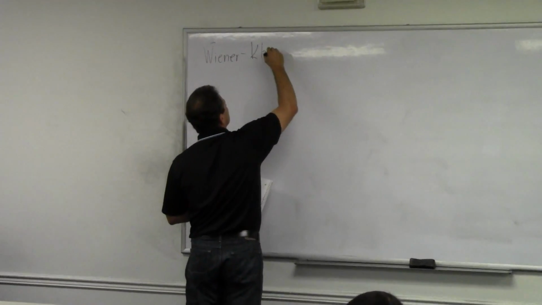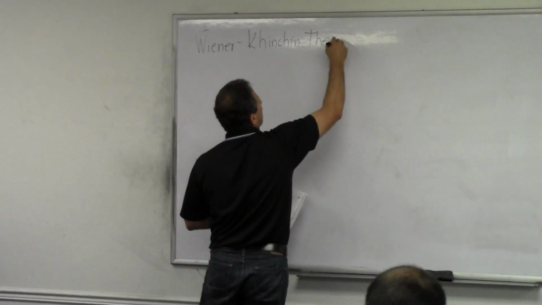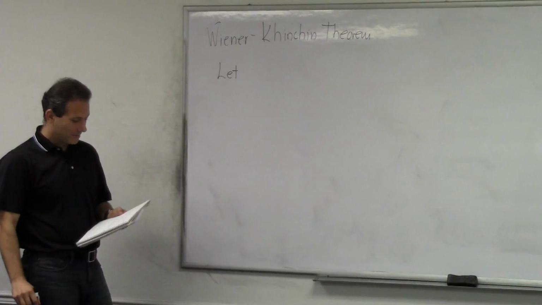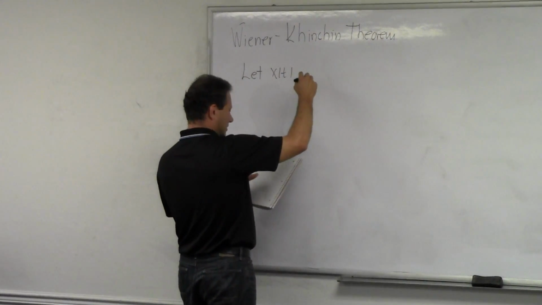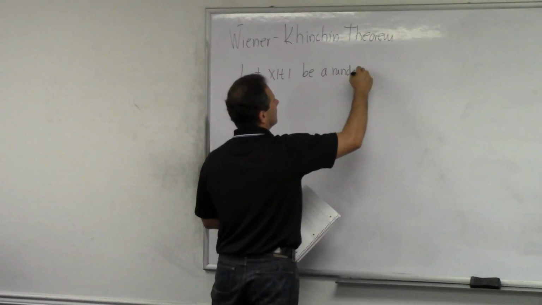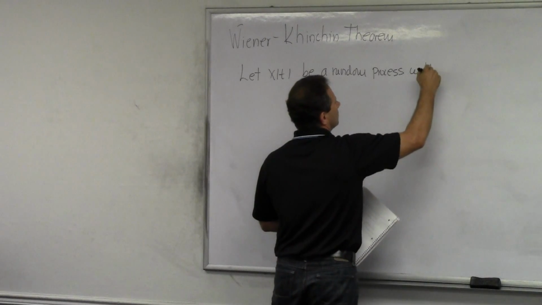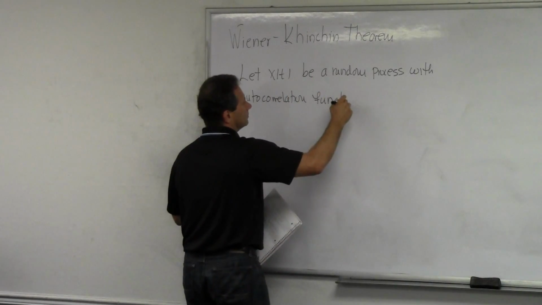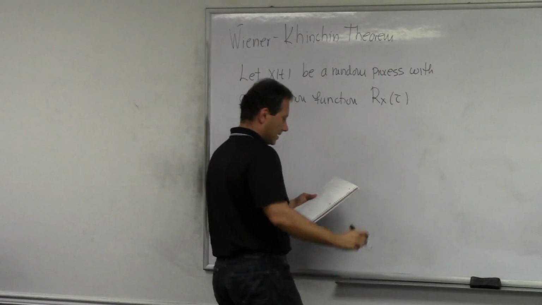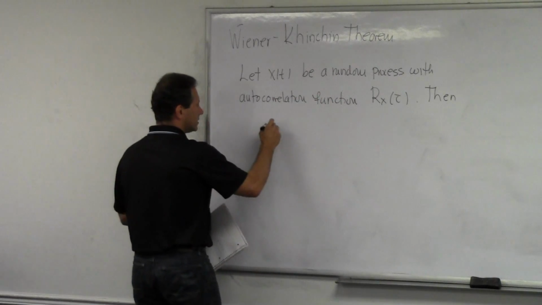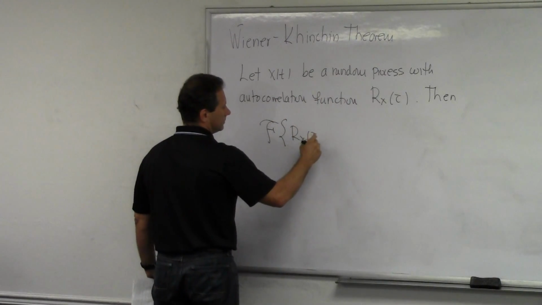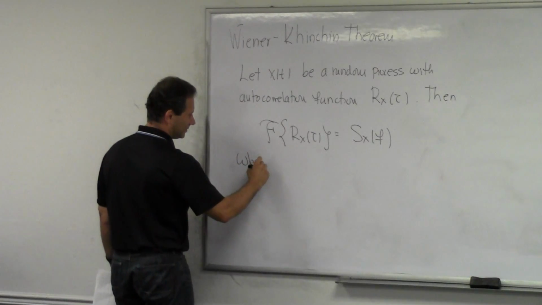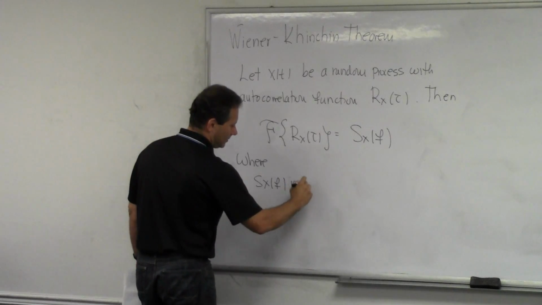Wiener-Khinchin theorem. Here it is. It's amazingly simple for what it represents. So let x of t be a random process with autocorrelation function Rx of tau. The Fourier transform of Rx of tau is Sx of f, right? Where Sx of f is the power spectral density.